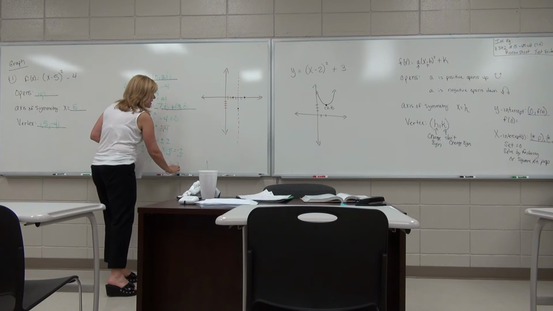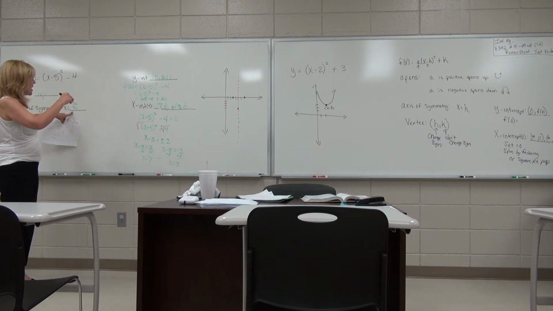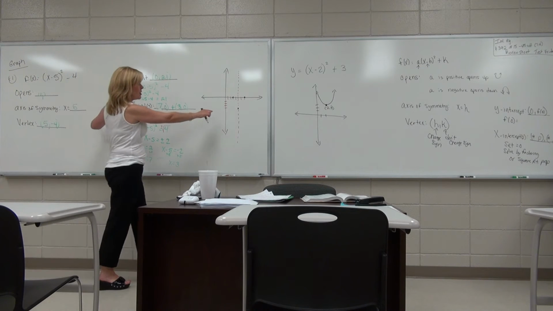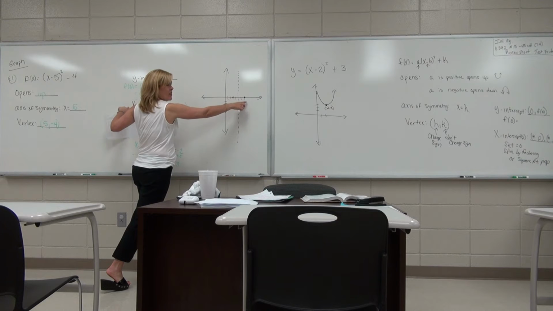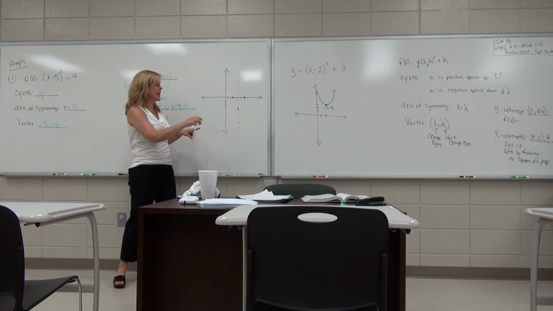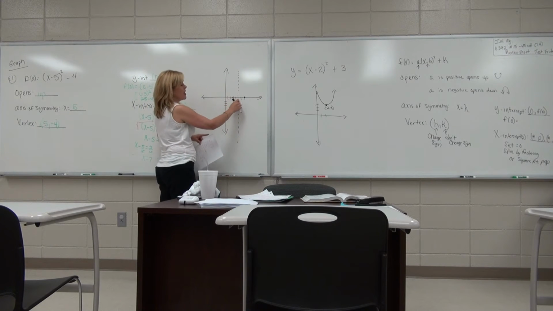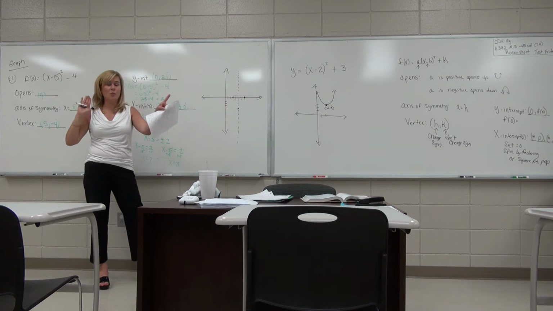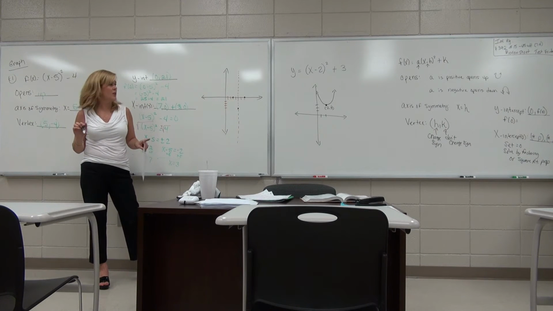All right, so look at what we've got so far. We know it's going to open up. My axis of symmetry is that dotted line that goes through it. That's x equals 5. My vertex is the point at the bottom, 5, negative 4. My x-intercepts are here at 3 and 7. And notice, they're symmetric. Look at the axis of symmetry. How many units to the right is this x-intercept? 2. How many units to the left is this one? 2. So that's what symmetric means. If you have a point on one side, you have to have that same point on the other.